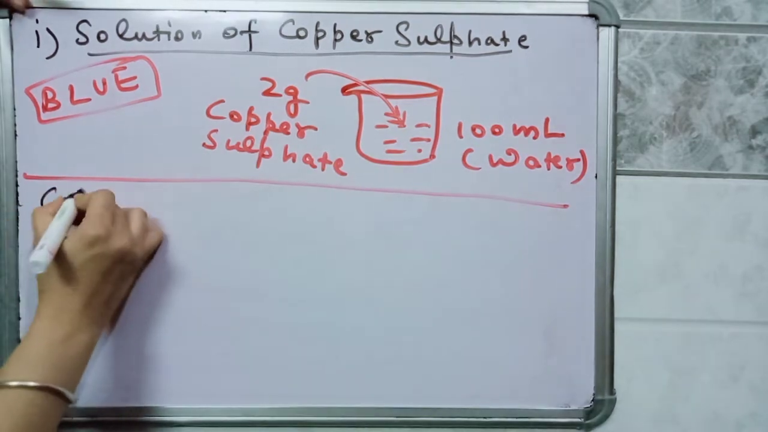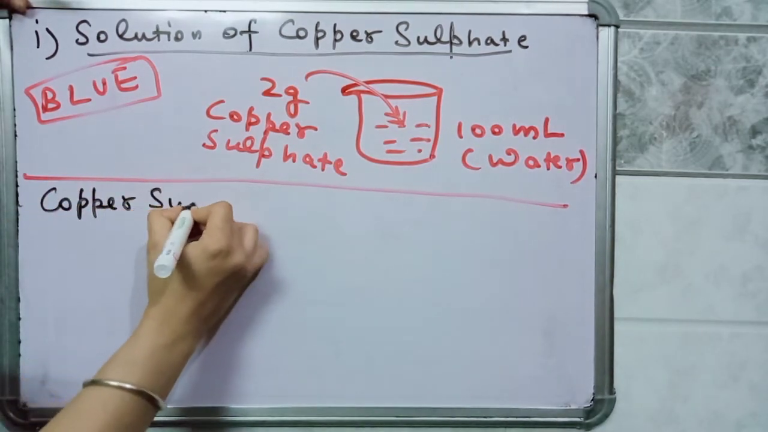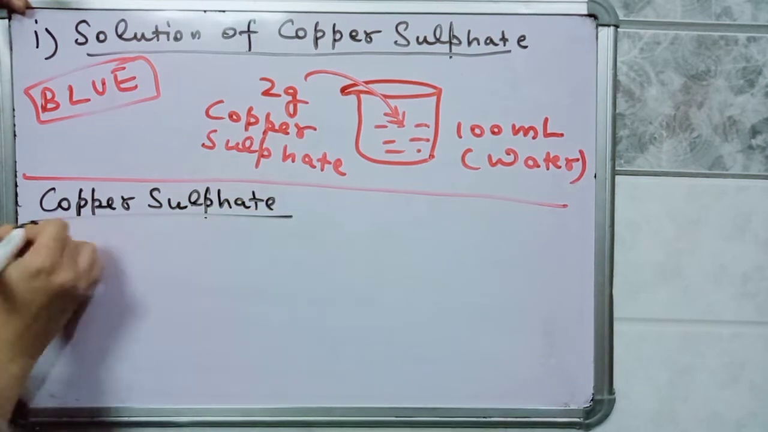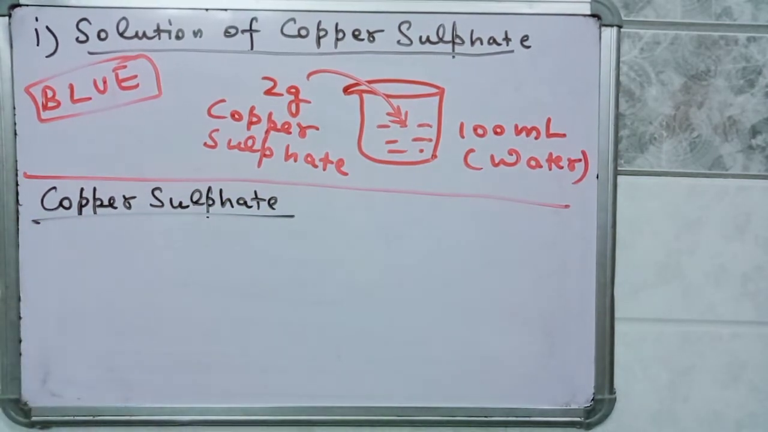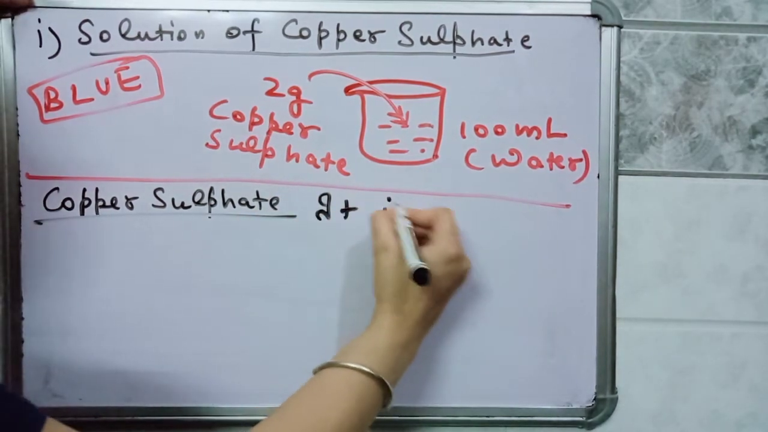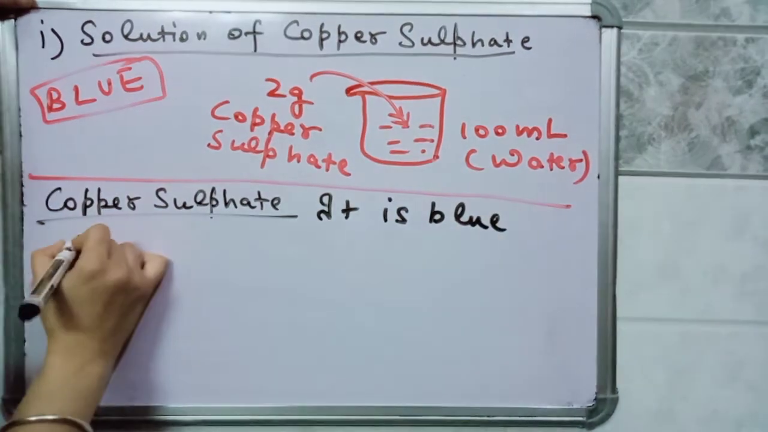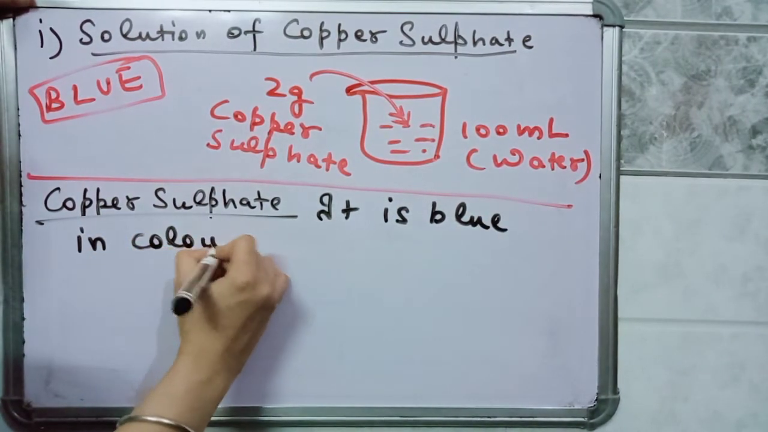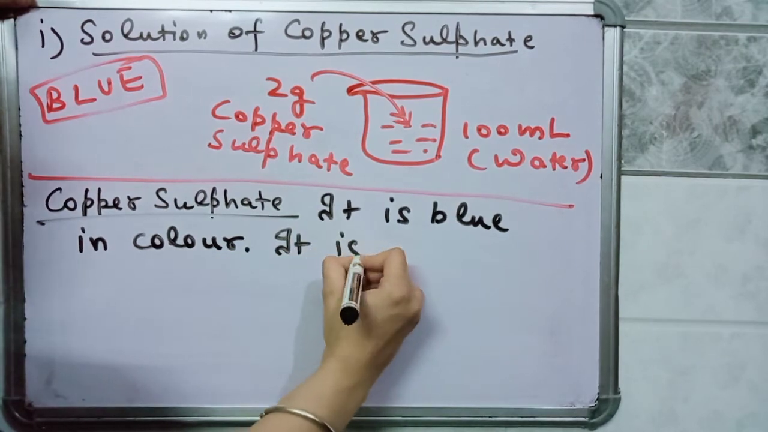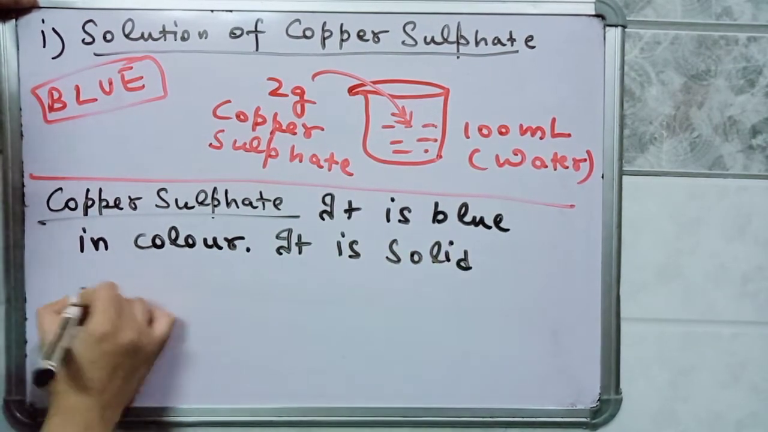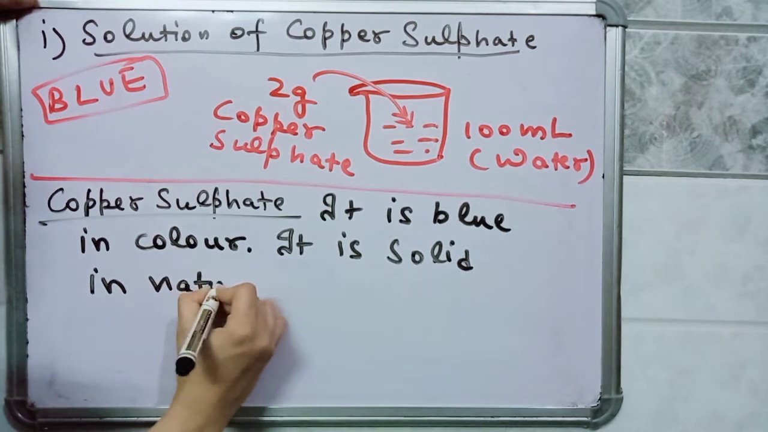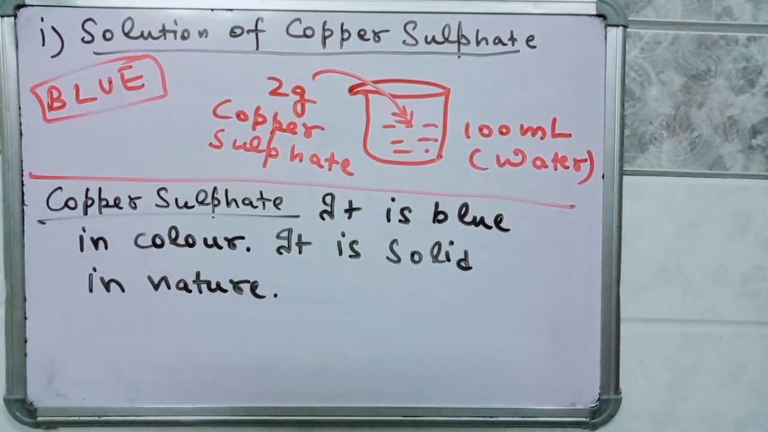Now what is copper sulfate? Copper sulfate is a chemical used in the laboratories. It is blue in color, and in its purest form it is solid in nature. Okay, got it? What is copper sulfate? Copper sulfate is a chemical used in various laboratories.